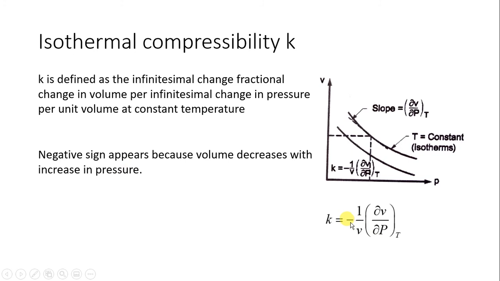Now here you can see the negative sign is given. Why? Because volume decreases when pressure is increased. So because of that, this dou V by dou P term will be negative, and to make this term positive, negative and negative will become positive. That is why we are introducing the negative sign over here.